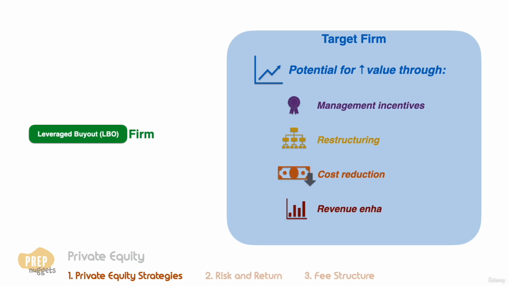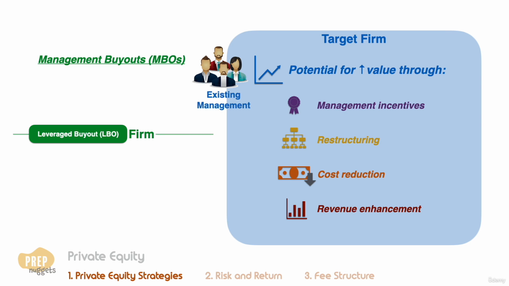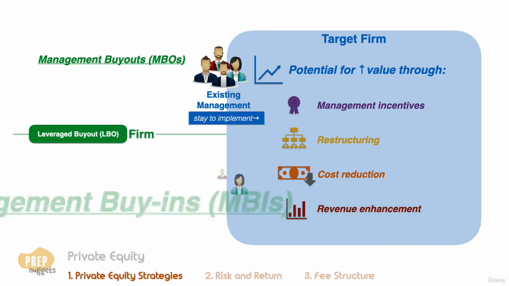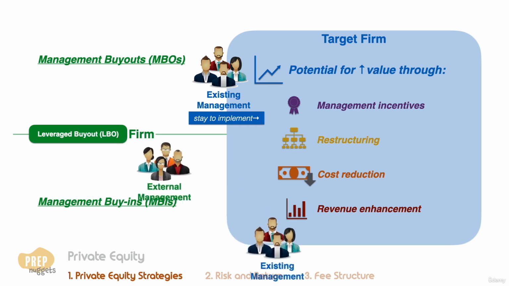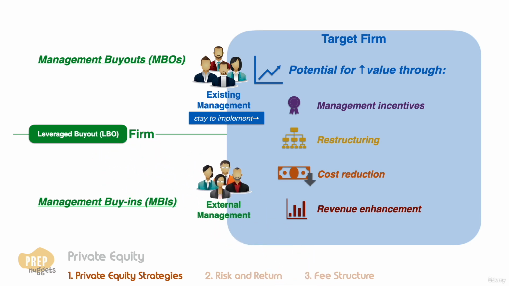reduction, or revenue enhancement. Two types of LBOs are management buyouts, in which the existing management team is involved in the acquisition and will stay to implement the value-add measures, and management buy-ins, in which an external management team will replace the existing management team to implement the value-add measures on the target firm.